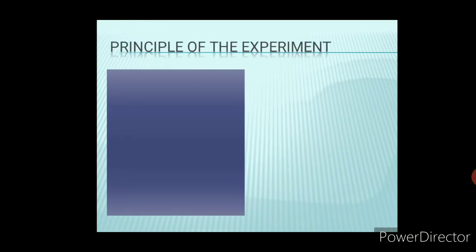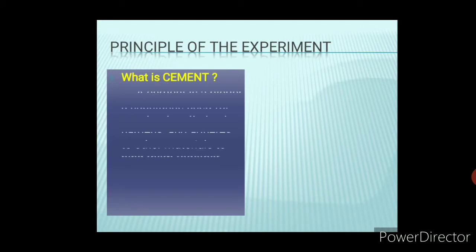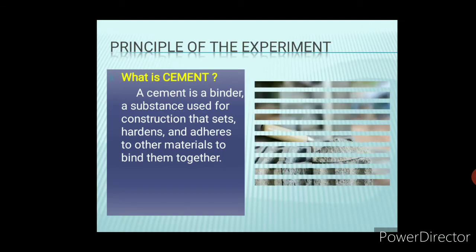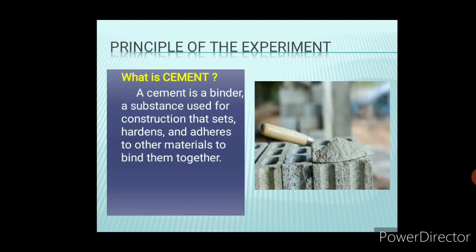Principles of the experiment. What is cement? A cement is a binder, a substance used for construction that sets, hardens and adheres to other materials to bind them together. So we have all seen cement. What is cement? We already know. So now, how to estimate it?